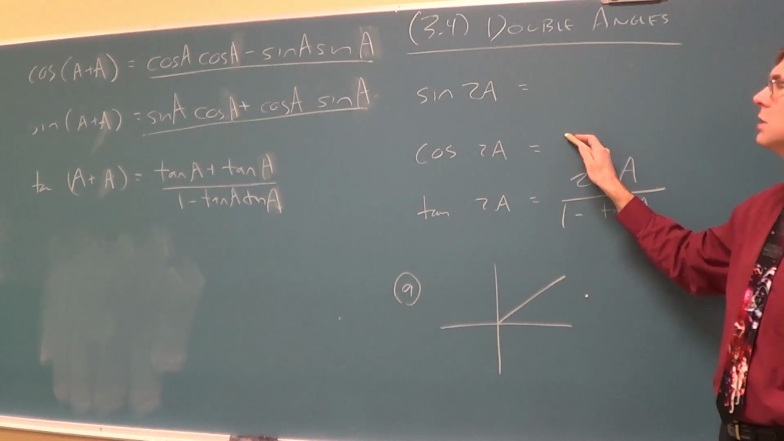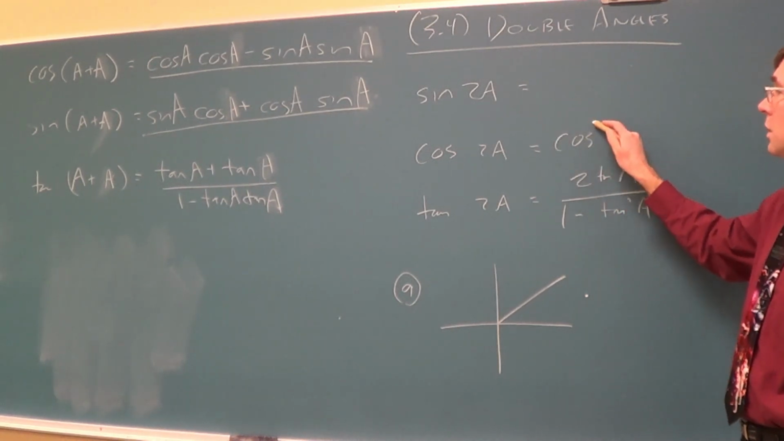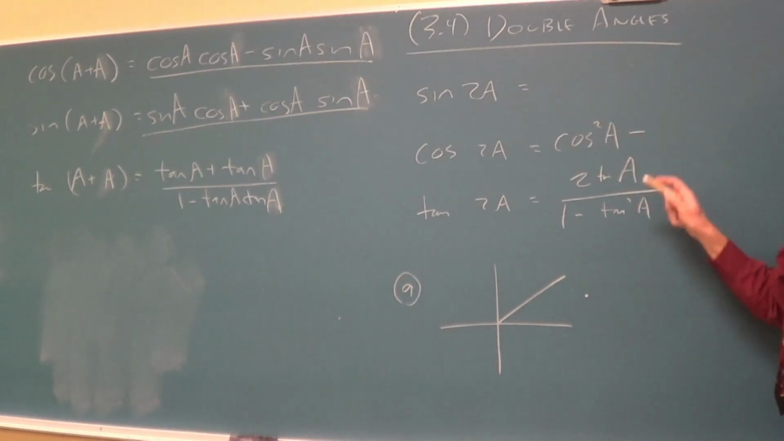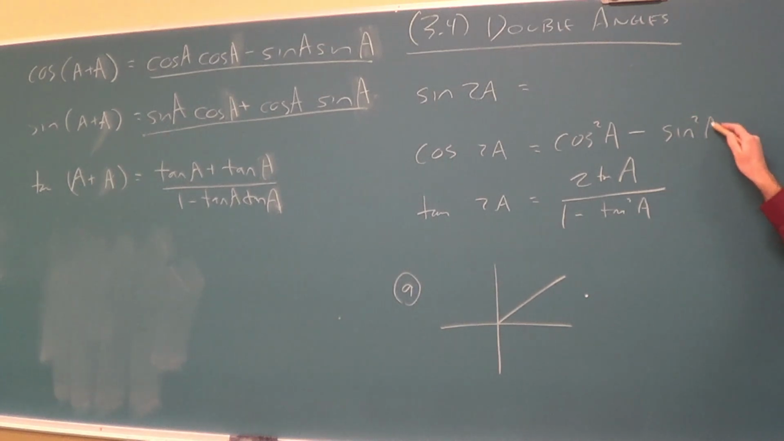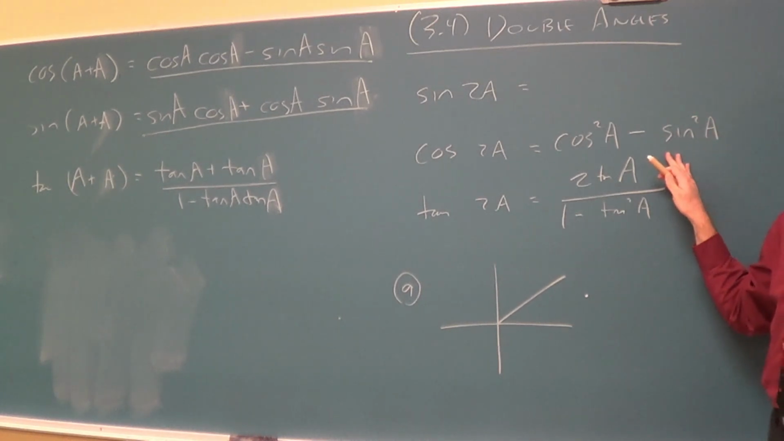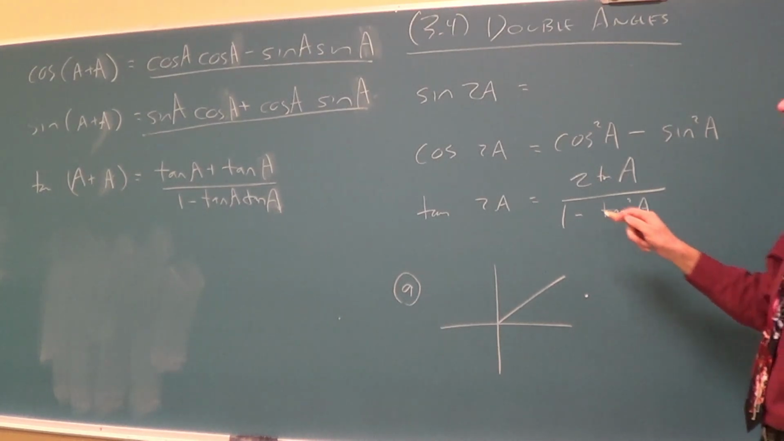Cosine A times cosine A? Cosine squared A minus sine squared A? What's that remind you of? With all the squares. Pythagorean. We're going to twist this into a couple different options in a second. I'll come back to that.